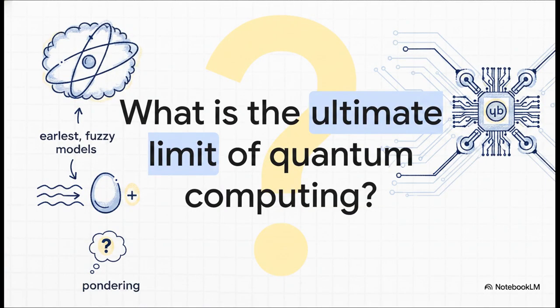We've journeyed all the way from the earliest fuzzy models of the atom to isolating a single, highly specific isotope, stripping its electrons and manipulating its internal nuclear spin to shield it from the magnetic noise of the universe itself. It really is a breathtaking feat of human engineering. And it leaves us with one final thought to ponder. If we now possess absolute atomic-level control over individual ions, what is the ultimate limit of what we can compute?